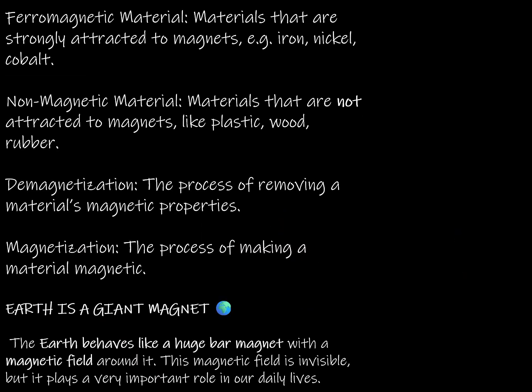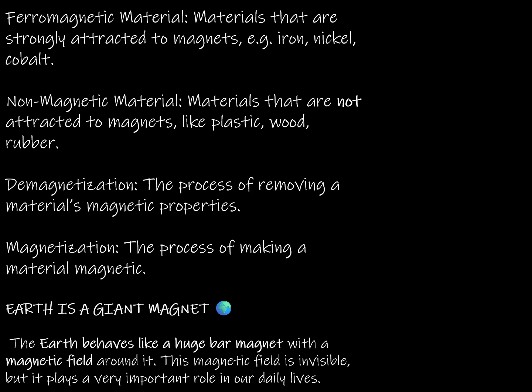Our next is what we call ferromagnetic materials. They are materials that are strongly attracted to magnets. An example is iron, nickel, cobalt, etc. Next on the list is what we call non-magnetic materials. They are not attracted to any magnet. An example is plastic, wood, rubber. Wood, plastic, rubber can never be attracted to a magnet.